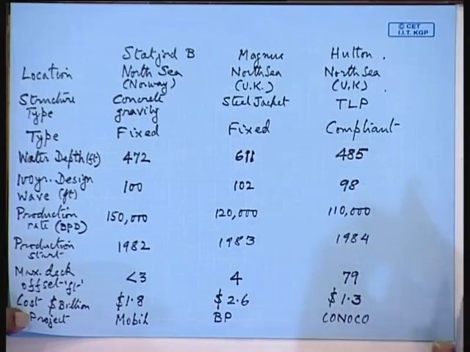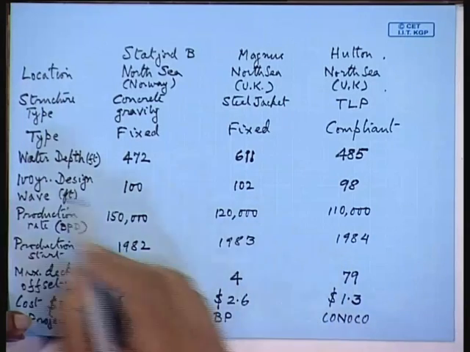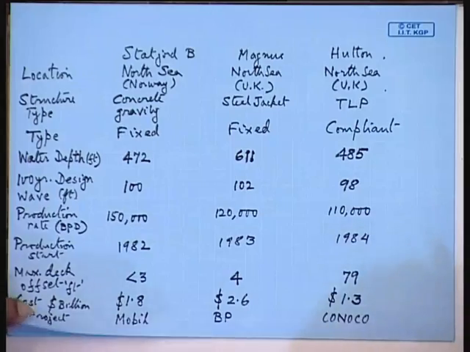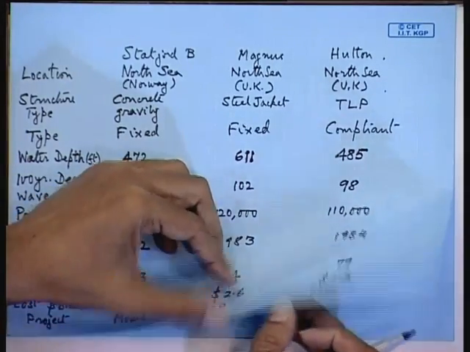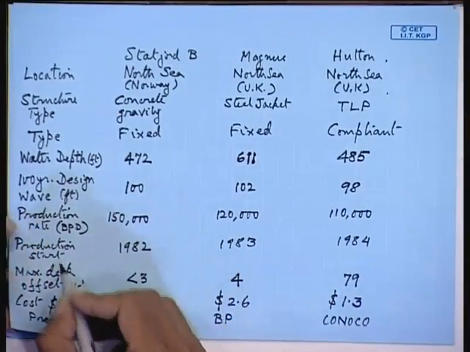Now there are various pros and cons. You can see in this case the jacket water depth is slightly more, 611, cost 2.6. So there are certain engineering decisions which you have to take. The biggest are your cost and this deck offset, so how much you can accommodate. That is one of the biggest challenges you will find.